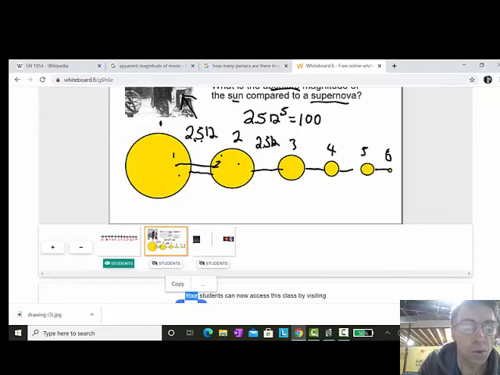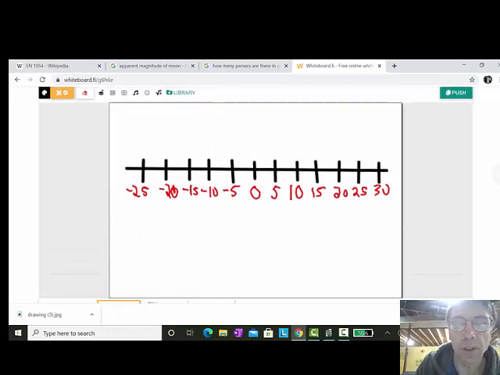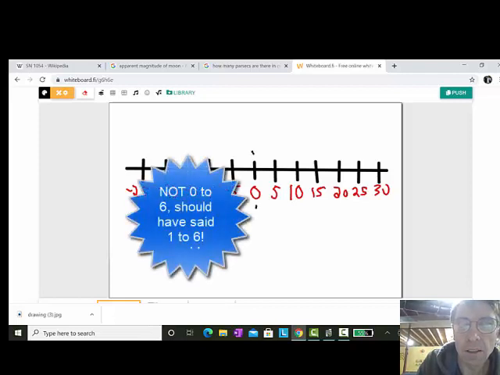So let's go to this next slide to describe this a little bit further. Here we have our magnitude scale with 0, and if we went from 0 to 6, we would be 100 times as bright.